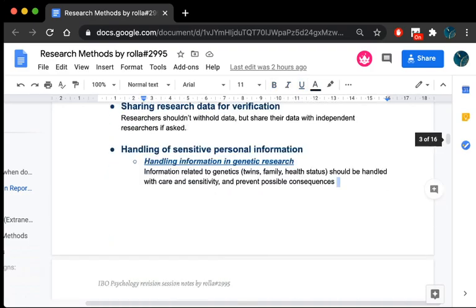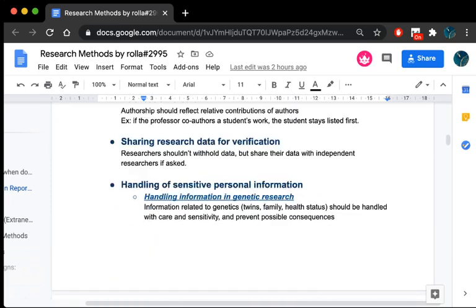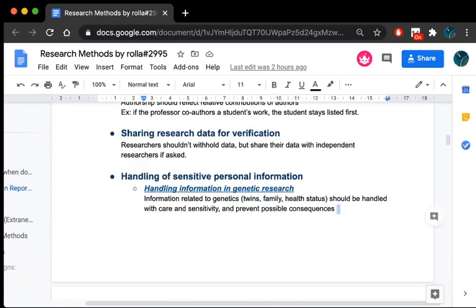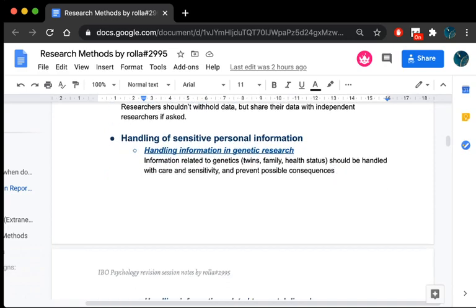And then next up we have the handling of sensitive personal information. Okay, this can sometimes be used in SAQs or ERQs. So for example, in handling information in genetic research, the information related to genetics like twin studies, kinship studies, or family studies, or health status should be handled with care to prevent possible consequences.